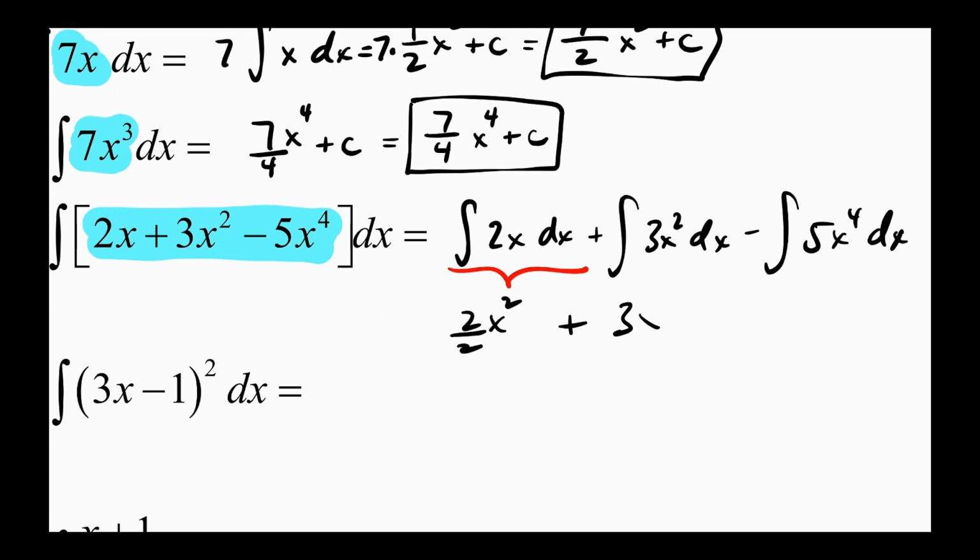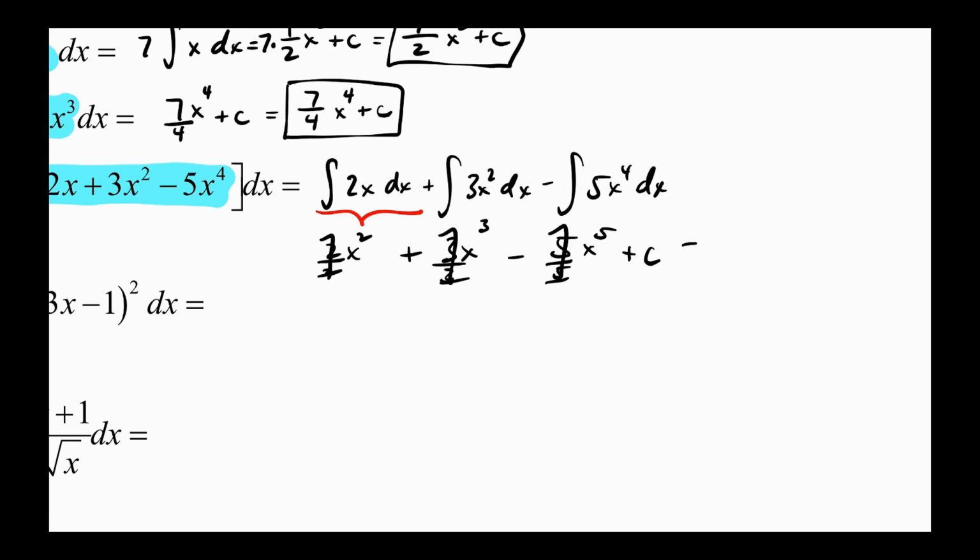And then here I have 3x to the third divided by 3. And then here I have 5x to the fifth divided by 5 plus c, right? I can cancel them out because each of them can divide. It's 1, 1, and 1. So you get x squared plus x cubed minus x to the fifth plus c.